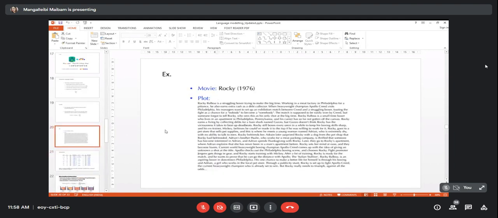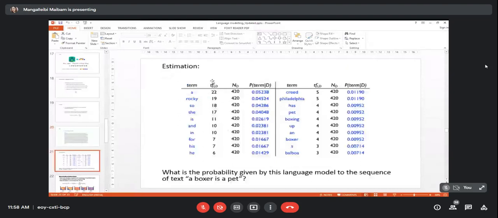See here. When doing document language modeling, we are considering a document like this. This is for the movie Rocky 1976, and a plot has been given here. So like this, as a whole document we will be considering in document language modeling. According to this plot, I have just listed some of the most frequently occurring terms along with their term frequency and the number of terms in the collection.